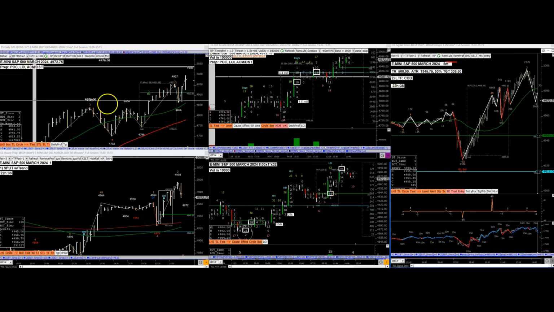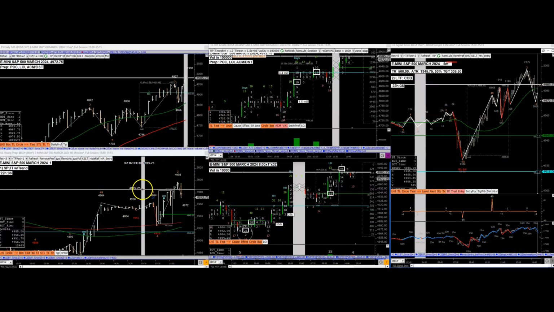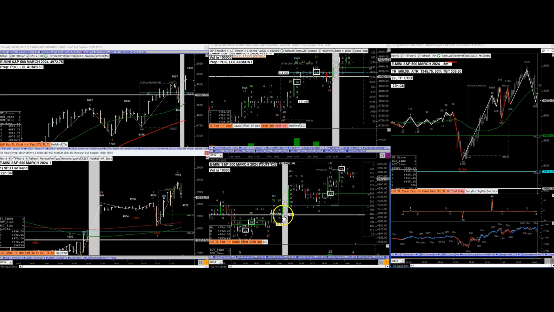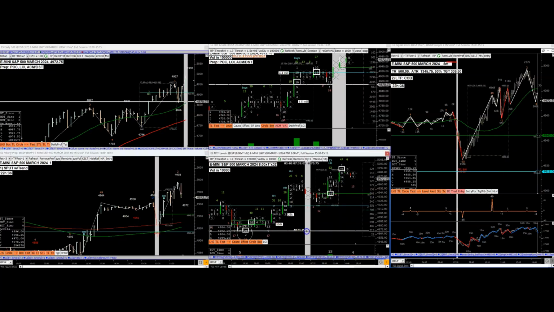All right, so this is the daily chart. It's the corresponding tape reading chart, and you've got the hourly chart and its corresponding tape reading chart. Okay, so now we're going to see how it behaves.